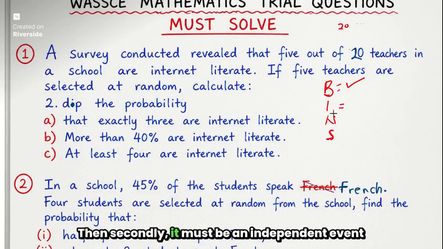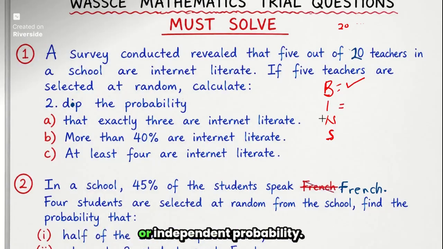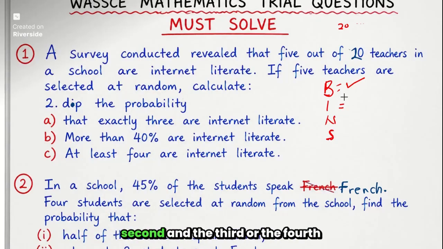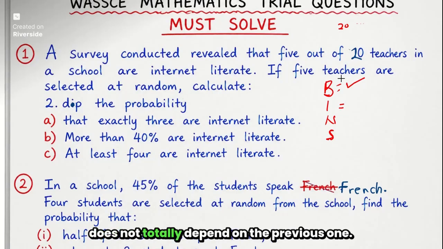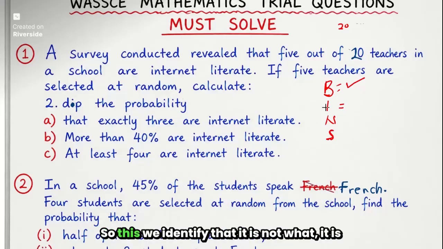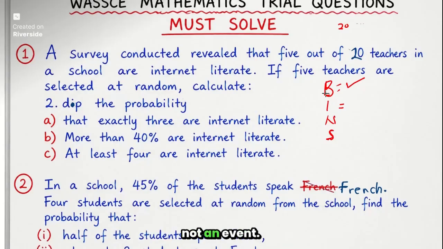Then secondly, it must be an independent event or independent probability. What this means is that the selection of the second, the third or the fourth does not depend on the previous one. For this, the question fully clears this. So we identify that it is not a dependent event. It is rather an independent event.